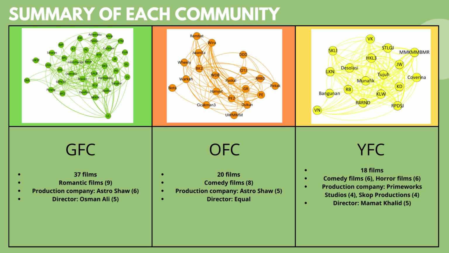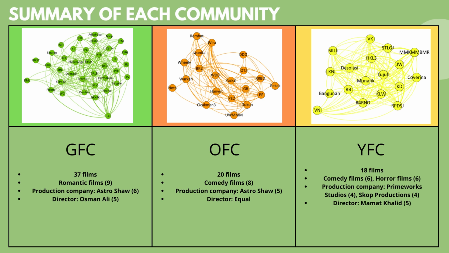Next is the orange community, OFC. It has 20 films and has the highest weight of 3. Most of the films are comedies and produced by Astro Shaw. Meanwhile, the directors show they all have equal films.